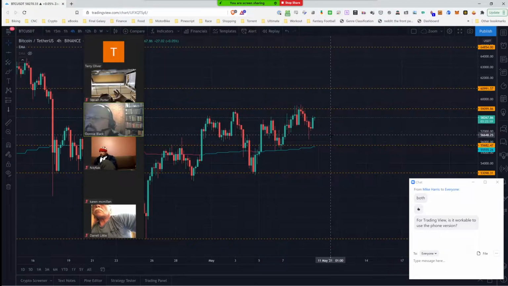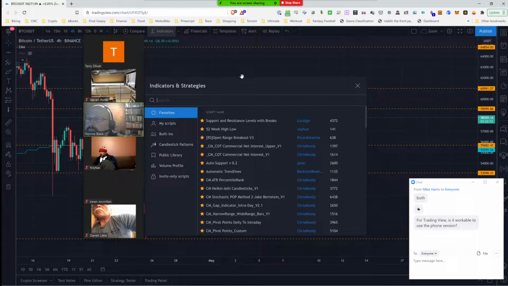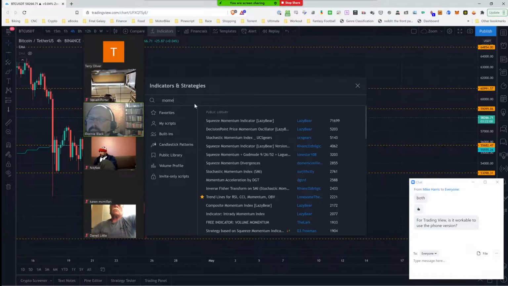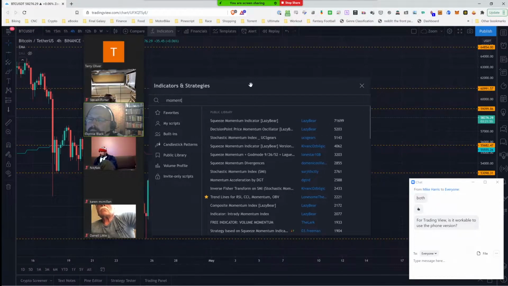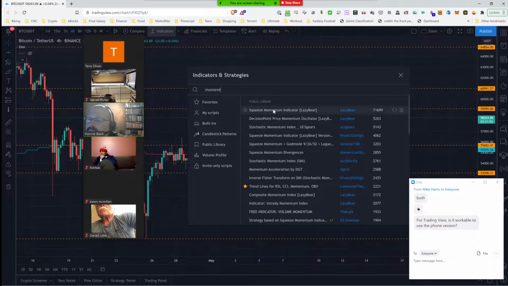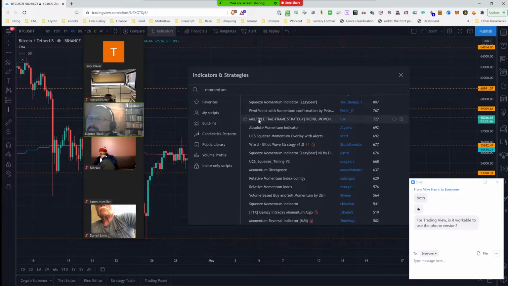So trend identification, support and resistance, and momentum. Let me add momentum. Why is momentum... what the heck? Why is the stock indicator not coming up? That's weird.